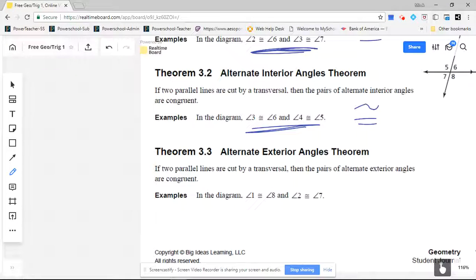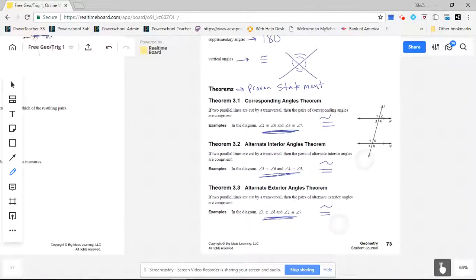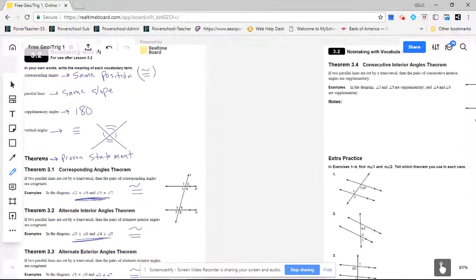And same thing with alternate exterior angles. They're also congruent angle pairs. They have to be congruent angle pairs. So those are all theorems. And the fourth theorem is on the next page.